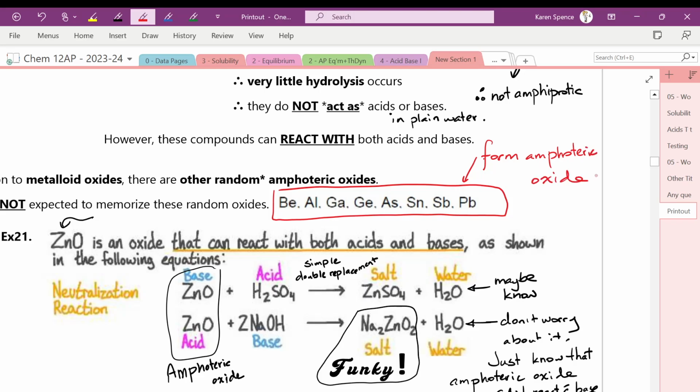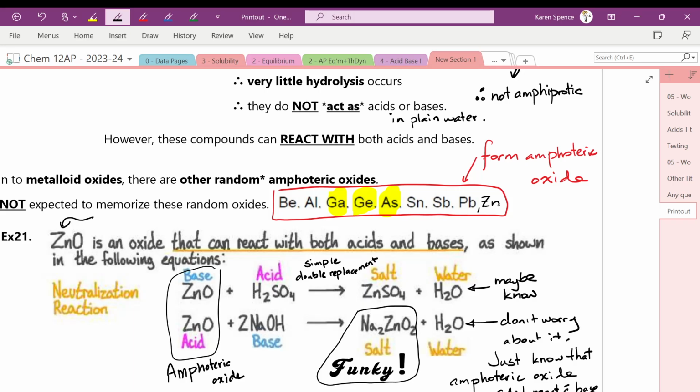The ones that I would expect you to predict to be amphoteric would be arsenic, because it is a metalloid, gallium and germanium, because it is a metalloid. And there's not even zinc in this list, and zinc is one of them. Honestly, the chance of anybody asking you about an amphoteric oxide on the AP is really low. I don't think you need to worry about it too much at all.